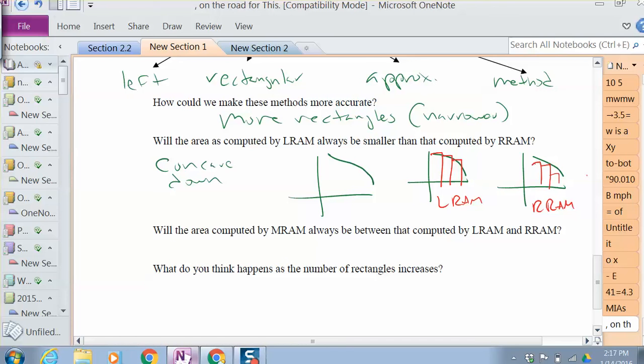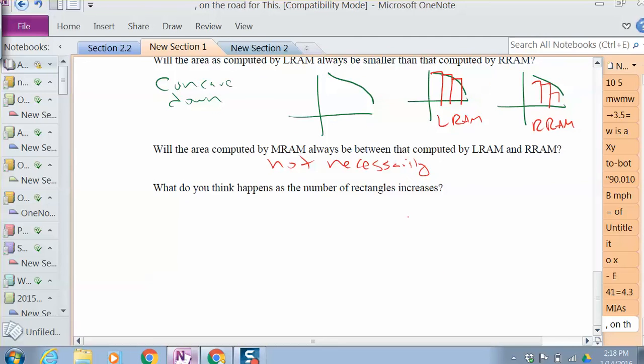MRAM seemed to be pretty accurate for example 1, but will it always be between LRAM and RRAM? Not necessarily. And if we go to example 2, you'll see that's the case, that it's not necessarily between LRAM and RRAM. We won't do example 2 today because we'll save that for class. But what we think happens is that as the number of rectangles increases, the approximation becomes more accurate.